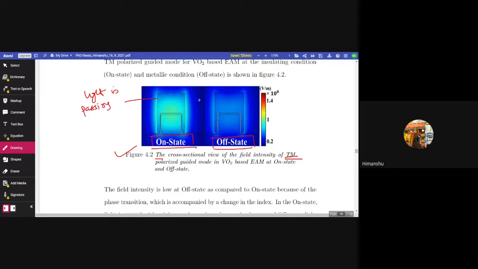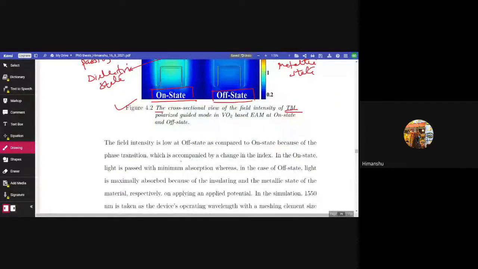Whereas in the off state, due to the phase transition, most of the light is absorbed by the plasmonic material. Therefore, a large maximum absorption is there in the plasmonic material area. Therefore, the light is not passing through the waveguide, because of absorption of light by the plasmonic material. So that's why it is termed the off state. So in the off state, light is absorbed, and in the on state, light is not absorbed.